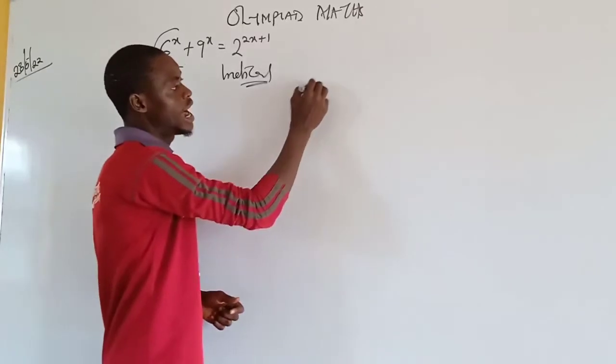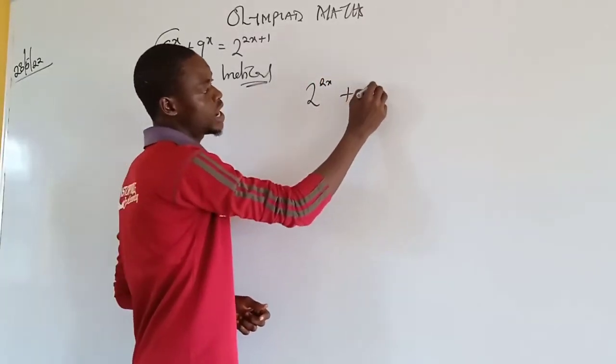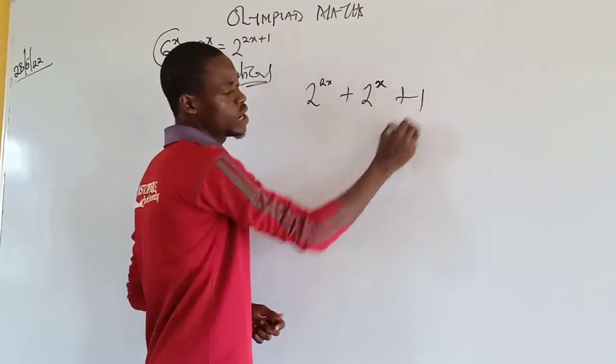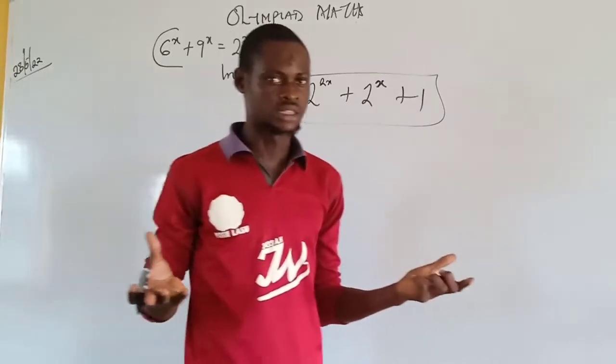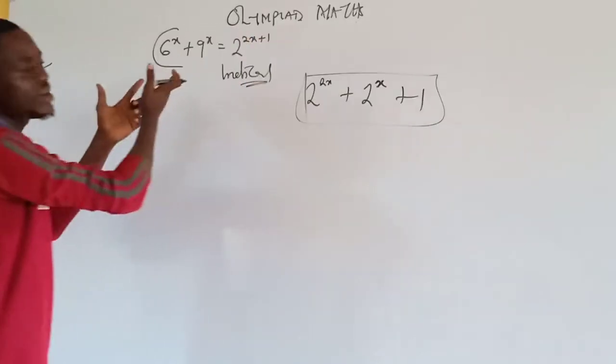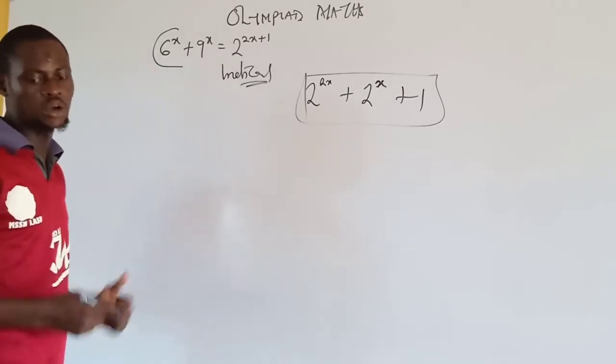For example, I have something of this kind, 2 raised to the power 2x plus 2 raised to the power x, then plus 1. This is an indices equation, whereby we can easily solve this. But now, we are given an equation that does not have the same index. How do we now go about this?